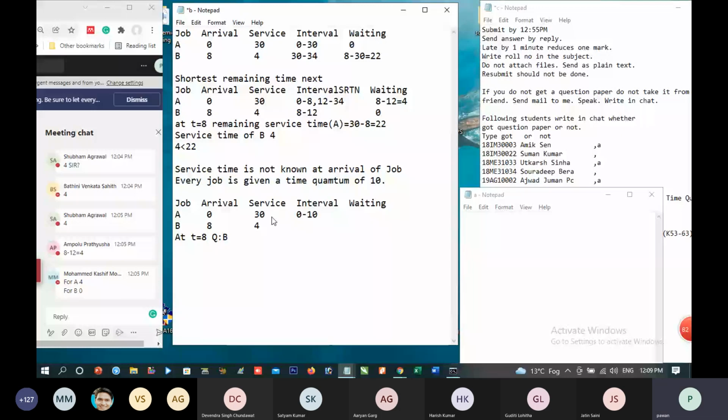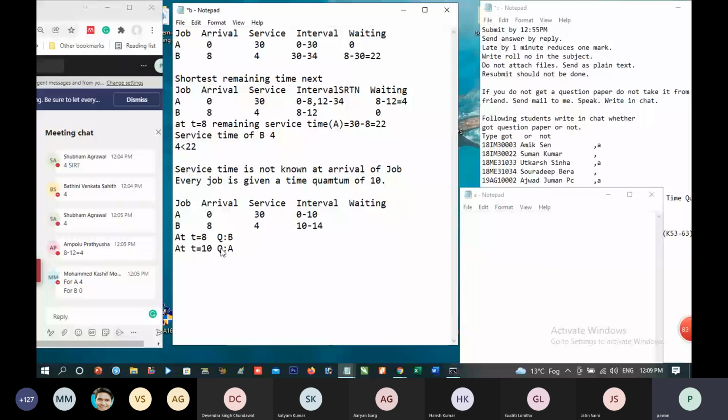At t equal to 10, job A is removed, preempted. Execution of the job A is stopped, and job B executes from 10 to 14. And job A is put in the queue. So this is what happens.